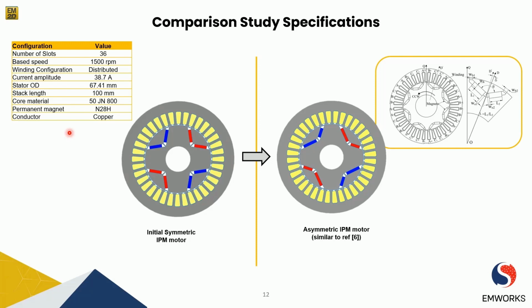The stator is completely identical, with 36 slots. The speed of the rotation was 1,500 RPM. The winding was single layer and distributed. The current amplitude was 38.7 amperes. All of the design dimensions and the materials were fixed, and we only changed the rotor part in order to conduct a comparison study based on the ENWorks 2D software.